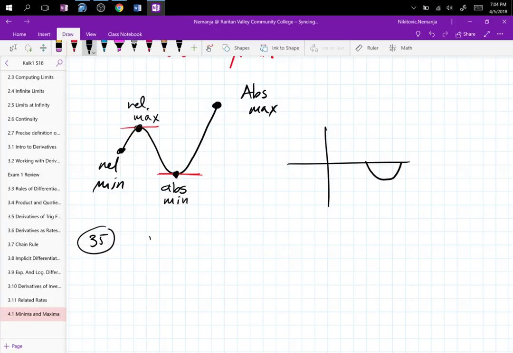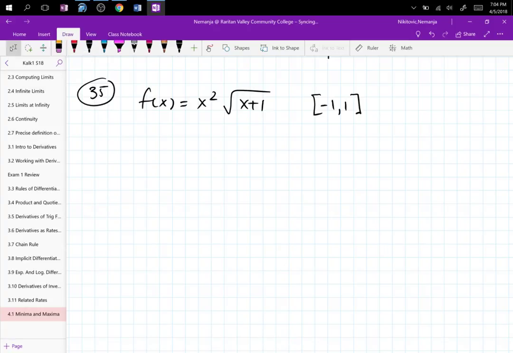So f of x is equal to x squared times the square root of x plus 1, and then later we are going to deal with this. Closed domain -1 to 1. So we'll just need y values for that. So yeah, that's the easy part. What do you have? Let's see.